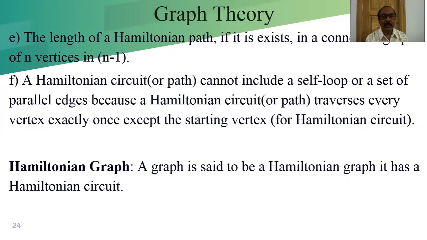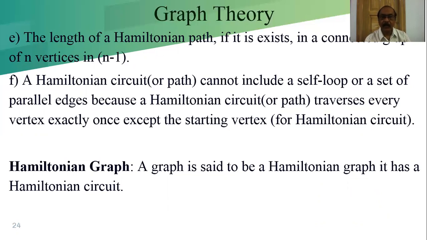A Hamiltonian circuit or path cannot include a self loop or a set of parallel edges, because a Hamiltonian circuit or path traverses every vertex exactly once, except the starting vertex for a Hamiltonian circuit. For a Hamiltonian circuit, the start vertex appears twice, because that is the start and end vertex.